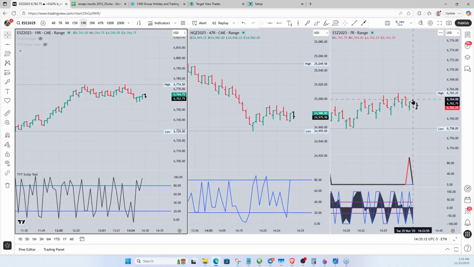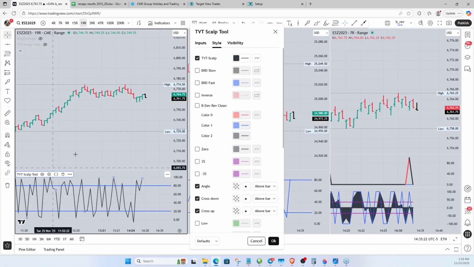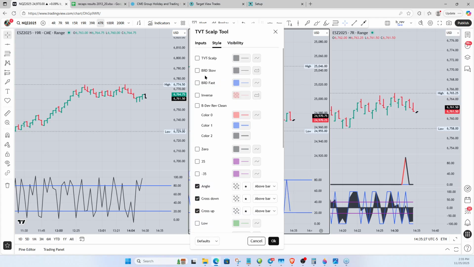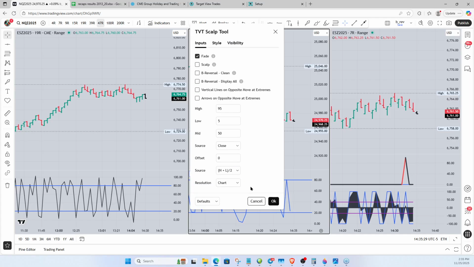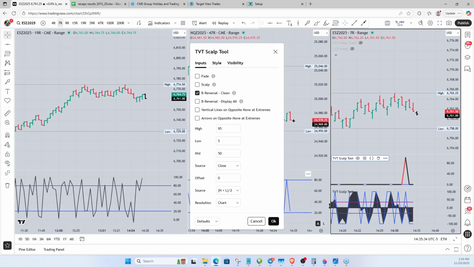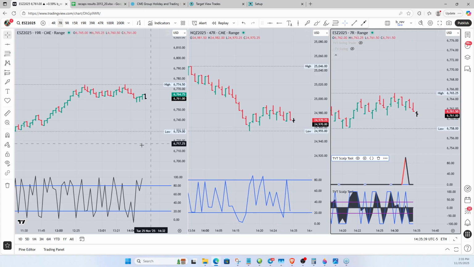Just a second ago, there was a short trade right here. That's what this means. When it goes up like that, you sell the open of the next bar. Okay, I have the scalp tool set to scalp. Okay, I have the scalp tool set to fade, and I have the scalp tool set to be reversal clean, and this one down here is a display all. So I have all 4 versions of the scalp tool showing right here. Now, you are here. Okay.